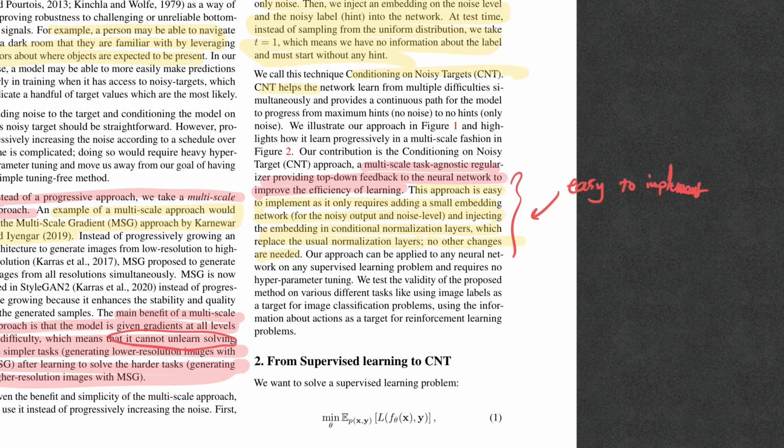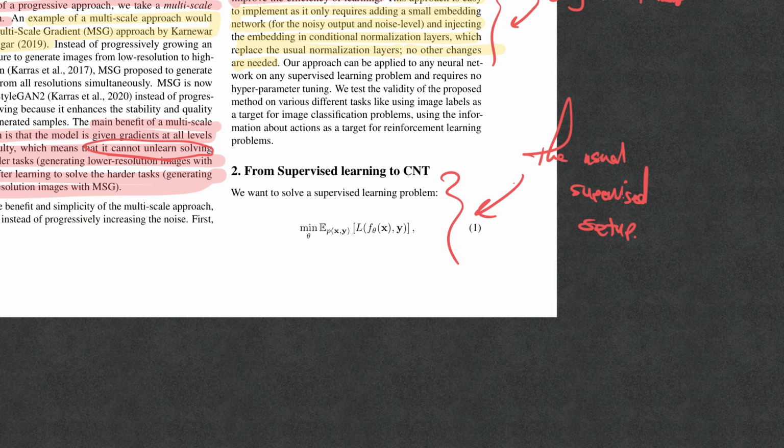Now, the advantage of this approach is that it's easy to implement, only requires adding a small embedding, doesn't add a lot of parameters to the model, and also requires a minimal change to the structure. So, given a supervised learning setup, you usually have the empirical risk minimization, or some sort of supervised learning loss, such as this, and the focus is to make this objective as small as possible.